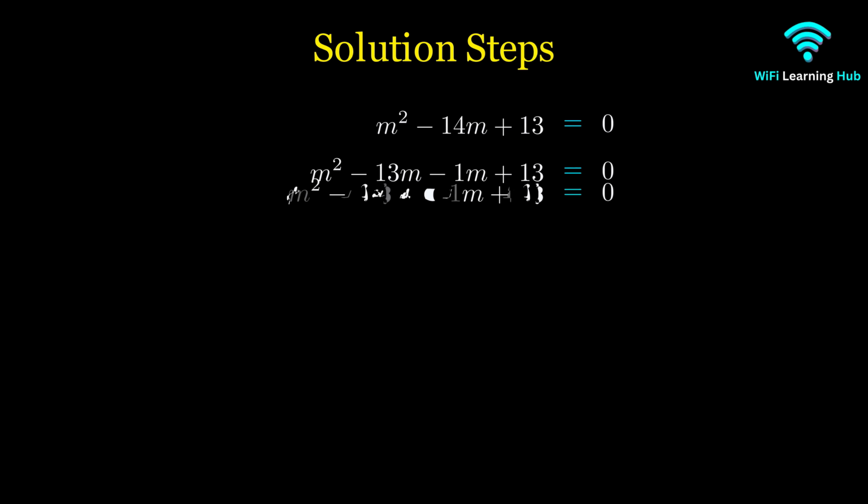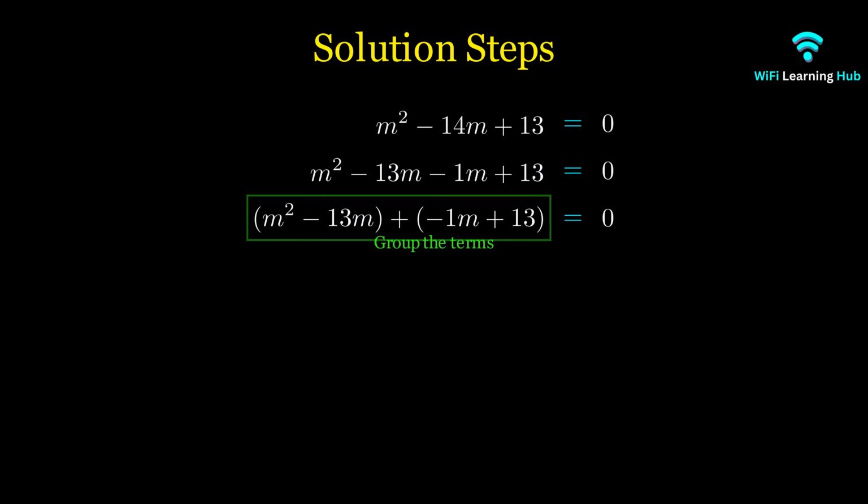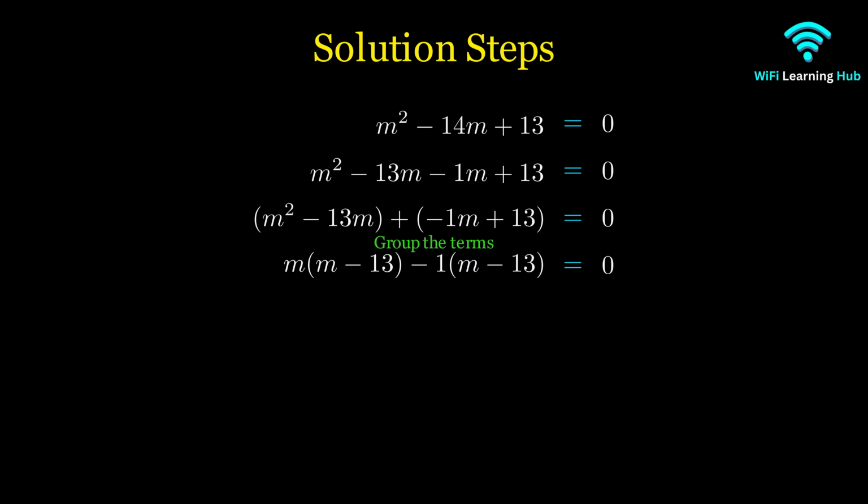Now we solve the equation step by step. Start with m squared minus 14m plus 13 equals 0. Replace negative 14m by negative 13m and minus 1m. Now group the first two terms and group the last two terms. From the first group, take m common. From the second group, take negative 1 common. Notice carefully, the common binomial factor is m minus 13. Therefore, the factorized form is (m minus 13) multiplied by (m minus 1) equals 0.